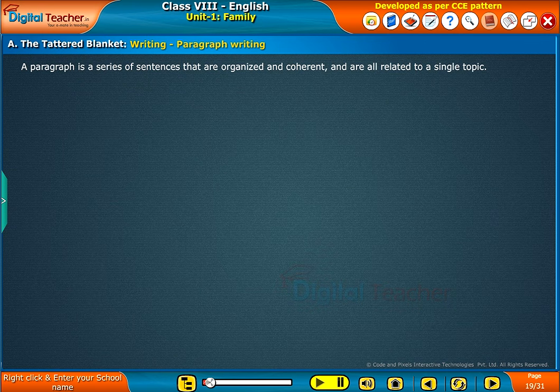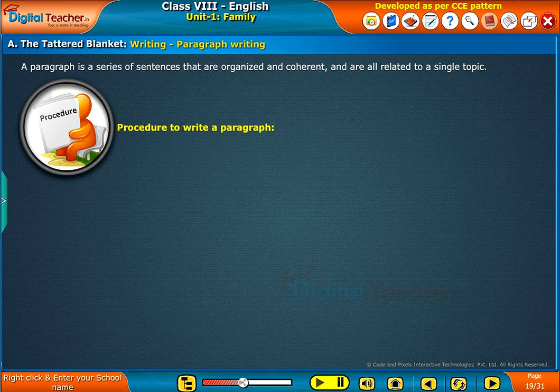In this section, we will learn to write a paragraph. A paragraph is a series of sentences that are organized and coherent and are all related to a single topic. Let us now see a procedure to write a paragraph.